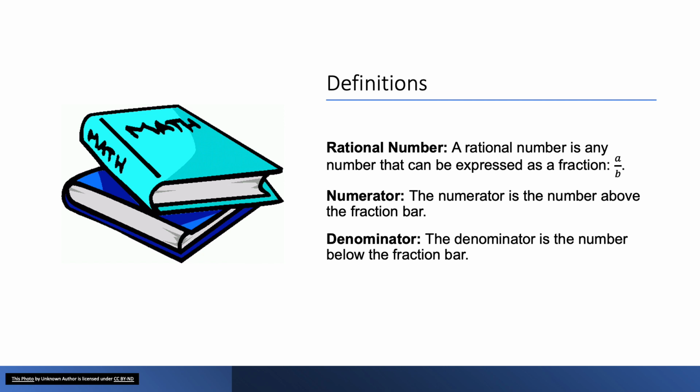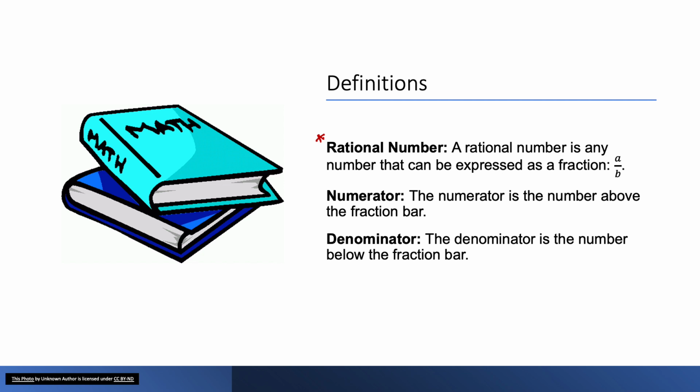First, we have a rational number. A rational number is any number that can be expressed as a fraction. So any fraction that you see is, of course, a rational number. Also, any whole number that you see is a rational number. And any decimal that terminates or repeats is a rational number.